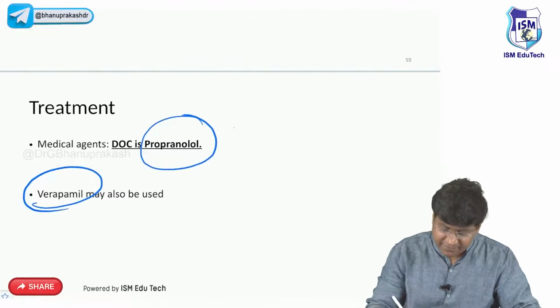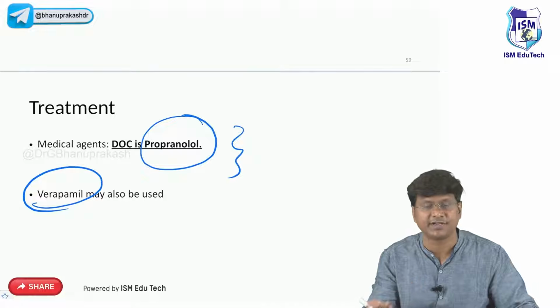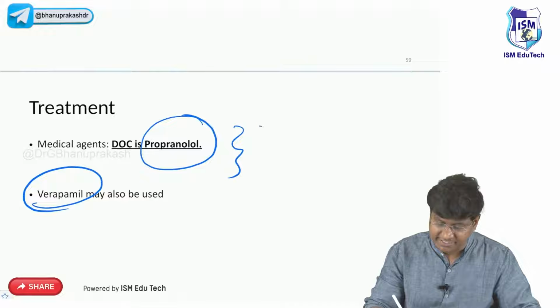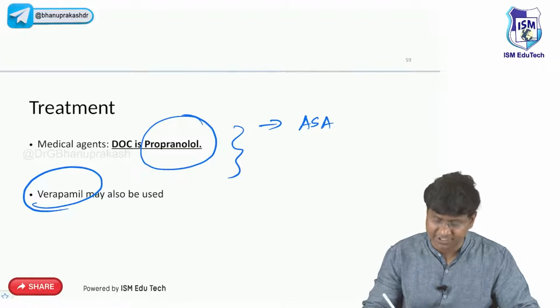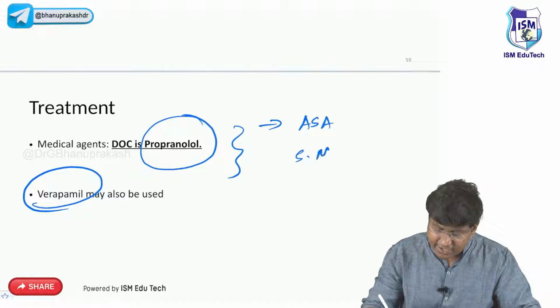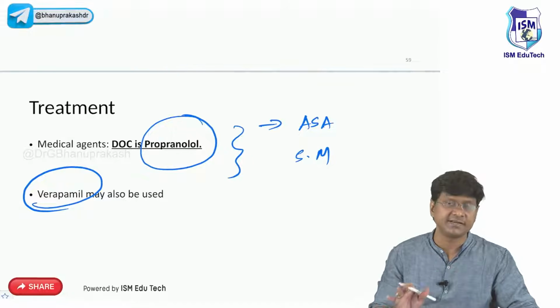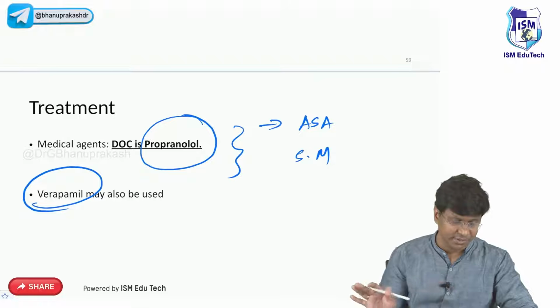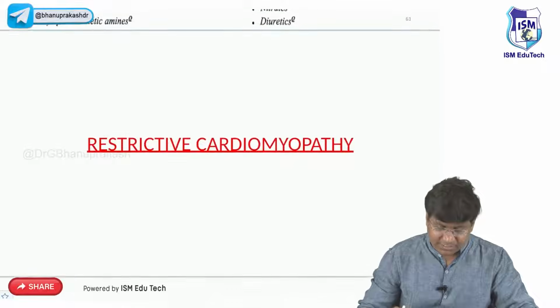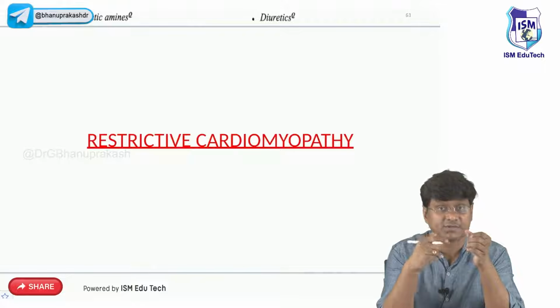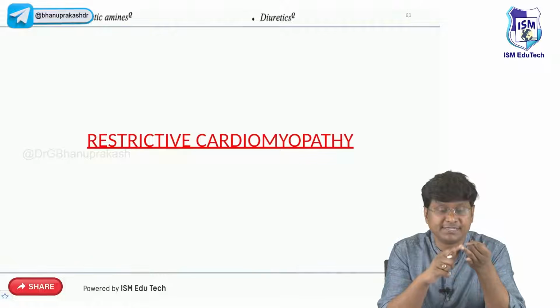Now, if with medical management the patient is not responding, then surgical treatments are there. What are the surgical treatments? That is alcohol septal ablation, right? ASA stands for alcohol septal ablation. Then surgical myomectomy can be done. These are the surgical treatments in hypertrophic cardiomyopathy. So we are done with hypertrophic cardiomyopathy. So in hypertrophic cardiomyopathy, what are the drugs contraindicated? Digoxin, sympathomimetics, diuretics, and nitroglycerin.